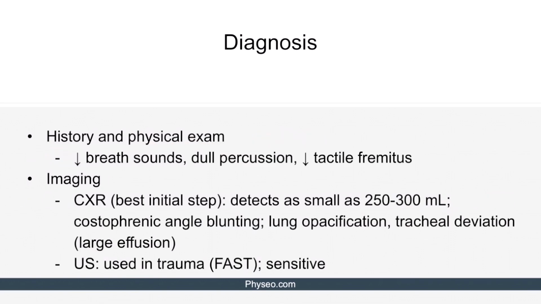Pleural effusions can be suspected in a patient with history and physical exam findings suggestive of effusions. These include decreased breath sounds over the affected area, dullness to percussion, and decreased tactile fremitus. Imaging, namely chest X-ray, is the best initial step in patients with suspected pleural effusions. It can detect as small as 250 to 300 milliliters of effusion. Typical X-ray signs supportive of effusions include costophrenic angle blunting, lung opacification, and even tracheal deviation in large effusions. Ultrasound can be used in trauma as part of the FAST protocol and is relatively sensitive.